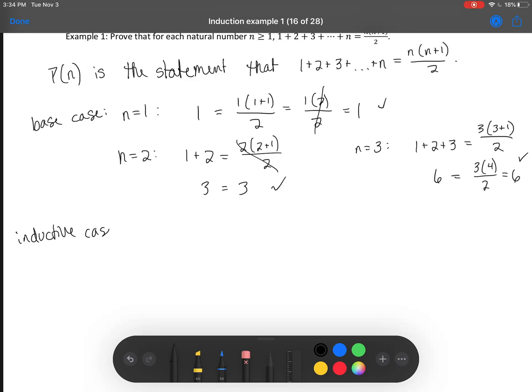And so our scratch work for the inductive case is basically that we want to prove that if P of k is true, then P of k plus 1 is also true. Remember, this is an implication. When we're trying to prove it, we assume this part. So we assume P of k is true.